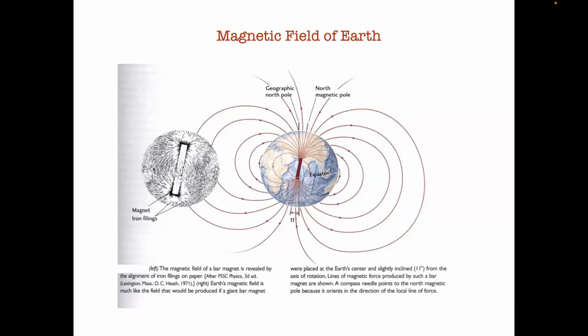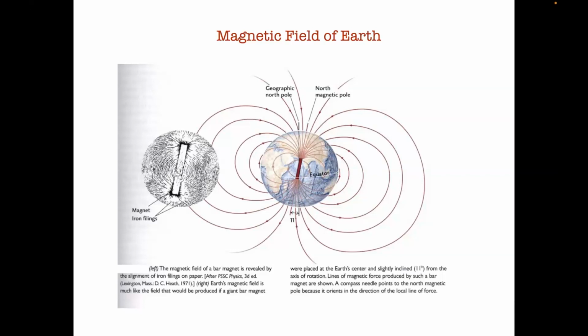The question comes: from where is the magnetic field being created? It is the liquid core. The core's composition is 99% iron and nickel. This core creates the magnetic field, which spreads all over the earth, and that is what we see as the magnetic field.